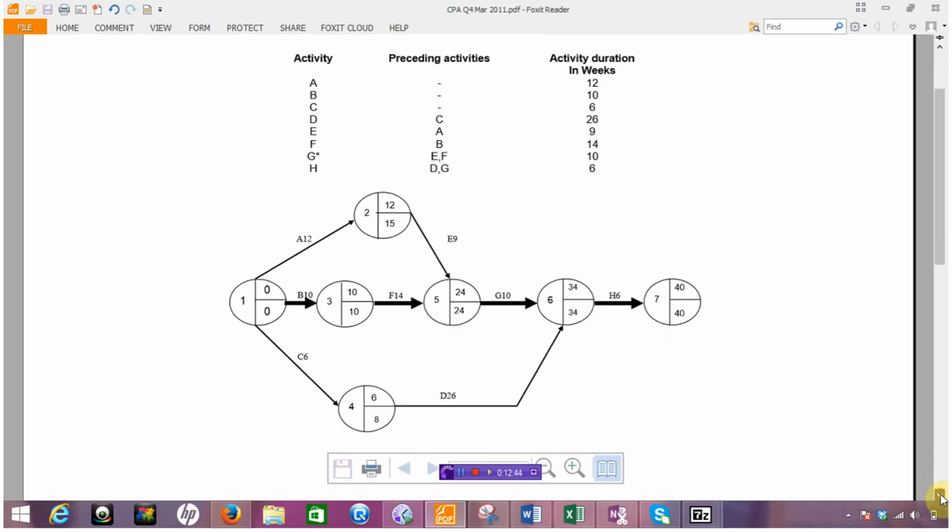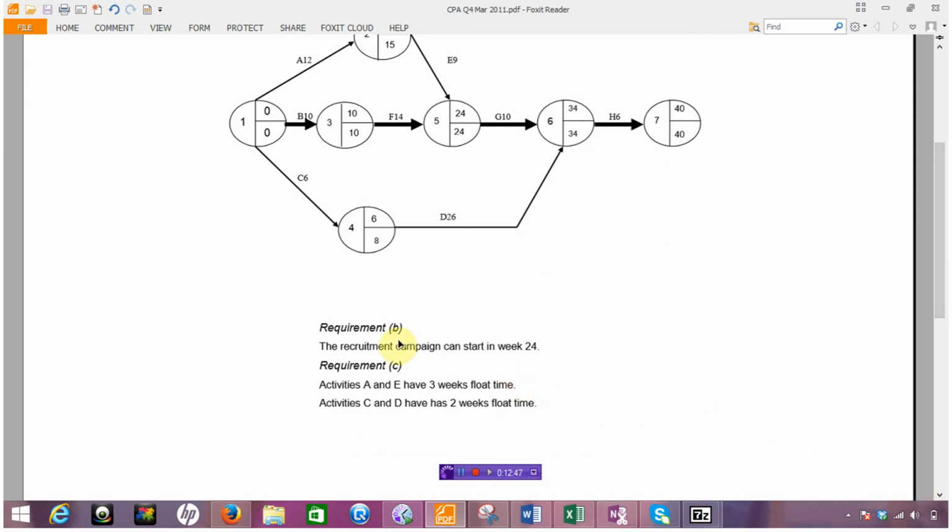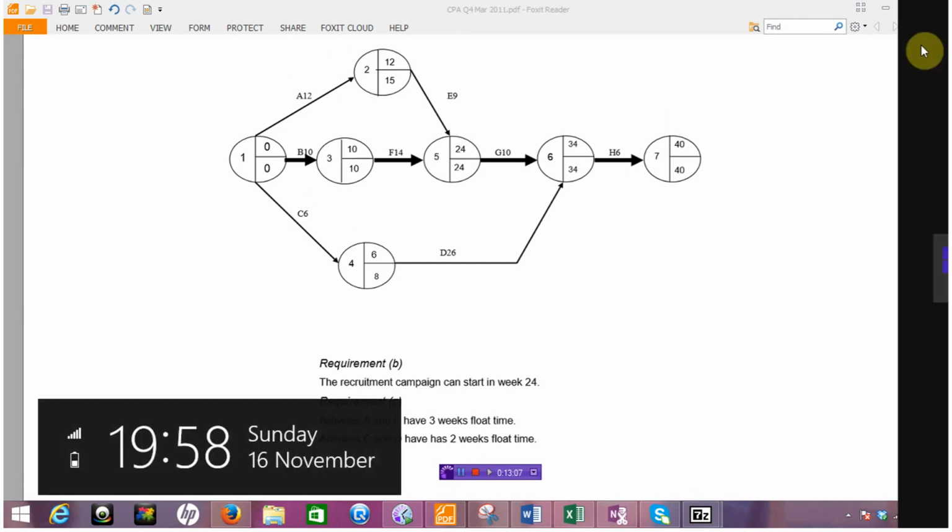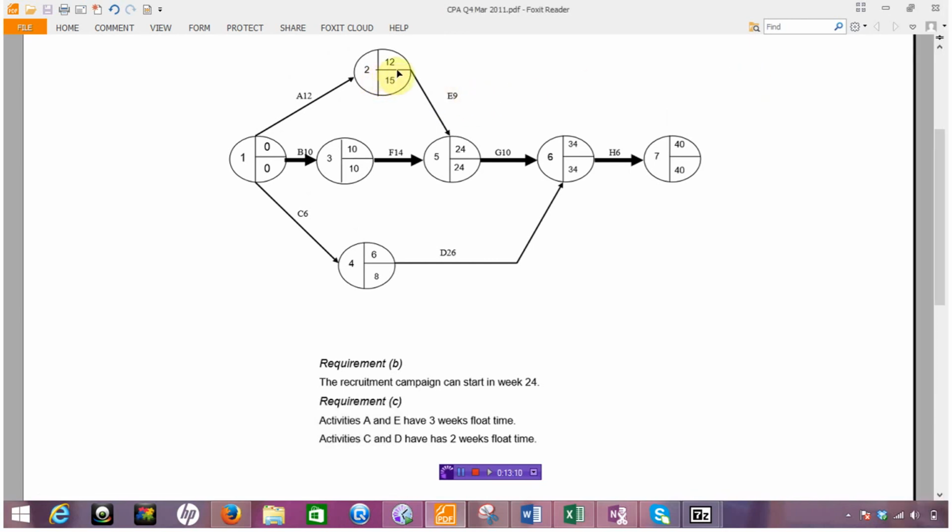If we look down the question here, you'll see that requirement B asked us to outline when a particular activity was going to start, and that was G. Obviously at 24 weeks, that's the earliest point it can start, given the diagram. In terms of float time, you'll see that float time is denoted where you have a node that has unequal values. So the float time is going to happen here. We have 3 weeks of float here, and 2 of float here, being the difference between the 6 and the 8.